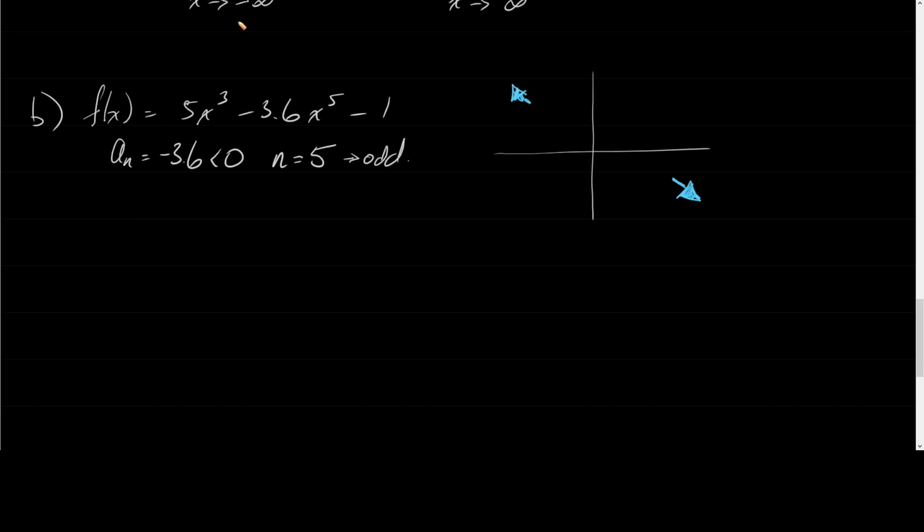So what we're going to say here is that our left-hand behavior is that f of x goes to, not negative infinity, f of x goes to positive infinity right up here, as x goes to negative infinity further to the left. And the right-hand behavior is that the function f of x is going to negative infinity right on the bottom down here, as x goes to positive infinity further out to the right.